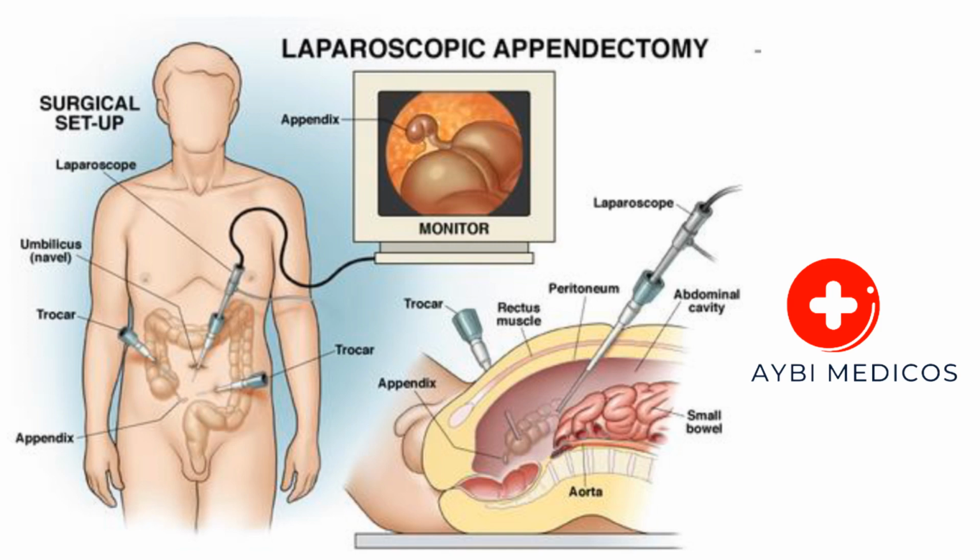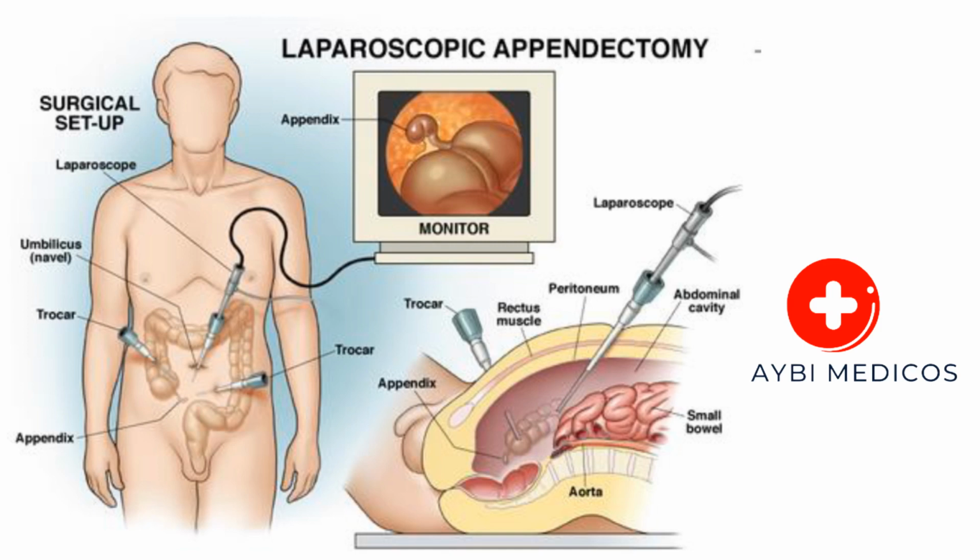Surgical approach. There are two common surgical approaches for appendectomy. Laparoscopic appendectomy. This minimally invasive approach involves making small incisions in the abdomen. A laparoscope, a thin, flexible tube with a camera and surgical instruments, is inserted through one of the incisions. The surgeon uses the laparoscope to view the inside of the abdomen and remove the appendix through one of the incisions. Laparoscopic appendectomy typically results in smaller incisions, less scarring, and a quicker recovery compared to open surgery.